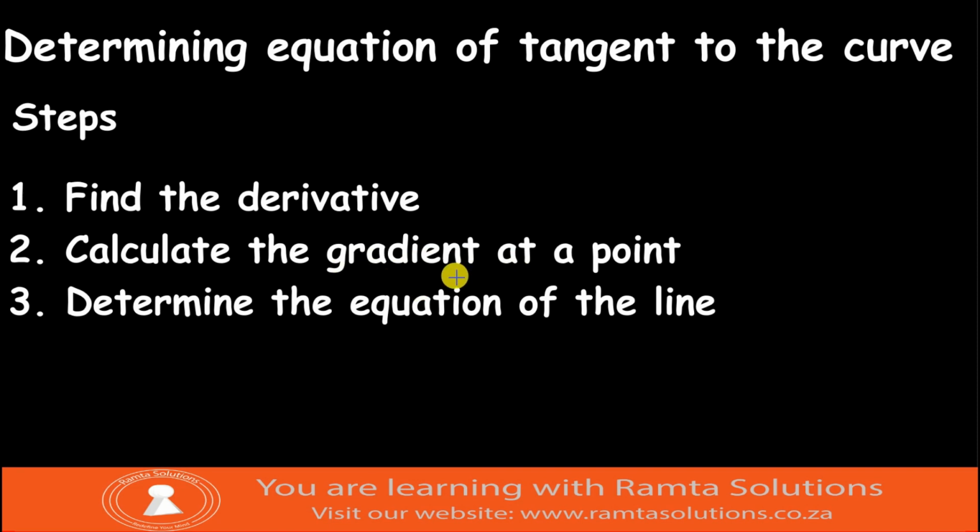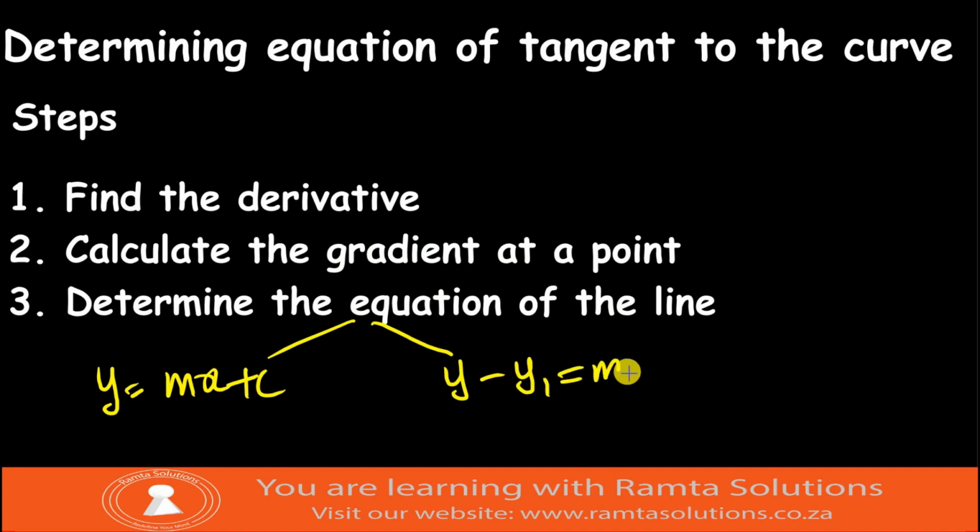Lastly, you can now determine the equation of a tangent using either y equals mx plus c, or y minus y sub 1 equals m into x minus x sub 1. This is how you can calculate the equation of your line. So this is what you need to do.